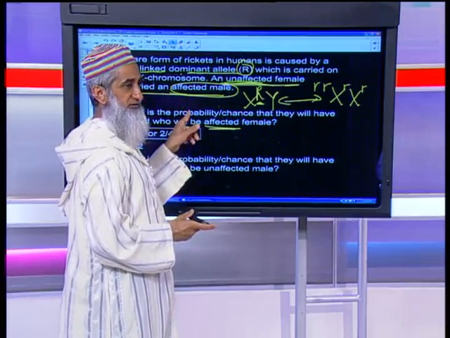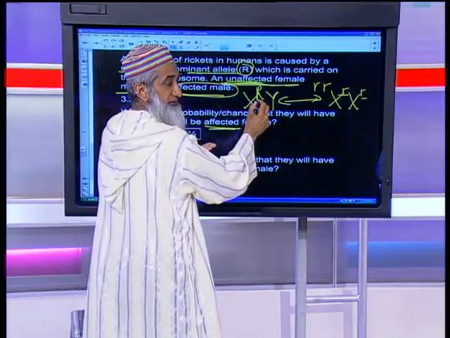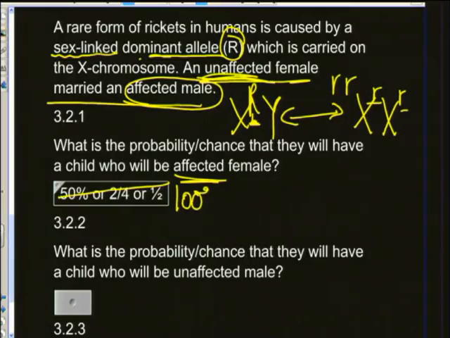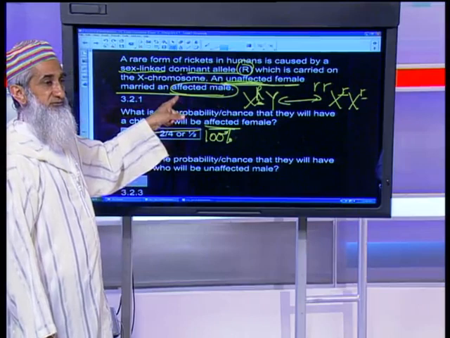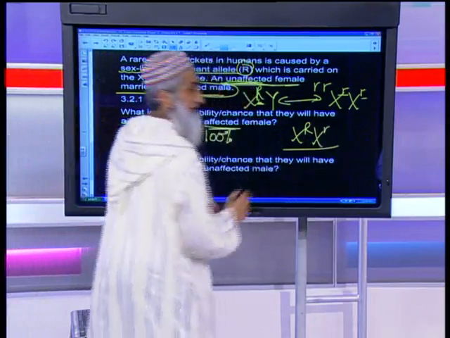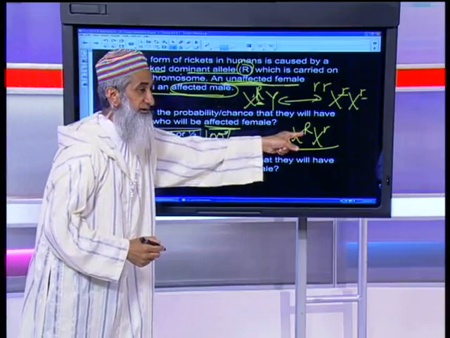So the daughters, where do they get the X from? One from the father and one from the mother. So from the mother, they're going to get the small r. But from the father, they can only get capital R, and because it's dominant, their children will all be X^R X^r. He doesn't have a small r, so he's only giving the capital R. Are you seeing that? Right, so it's 100%.